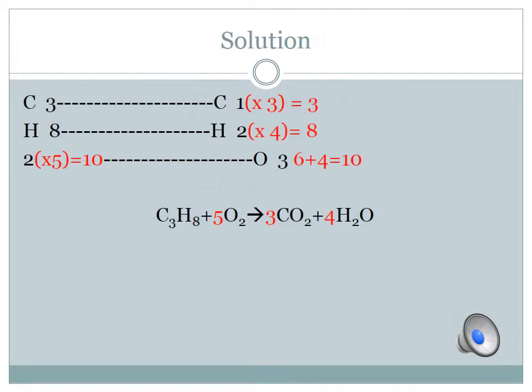So as you can see, we multiplied the carbon dioxide by 3 to match the 3 carbons on the reactant side, and the water molecule by 4 to match the 8 hydrogens. Since the oxygen changed on the product side, we multiplied the oxygen element by 5 to even out the number of oxygens on the reactant side. Here is how the equation would look.